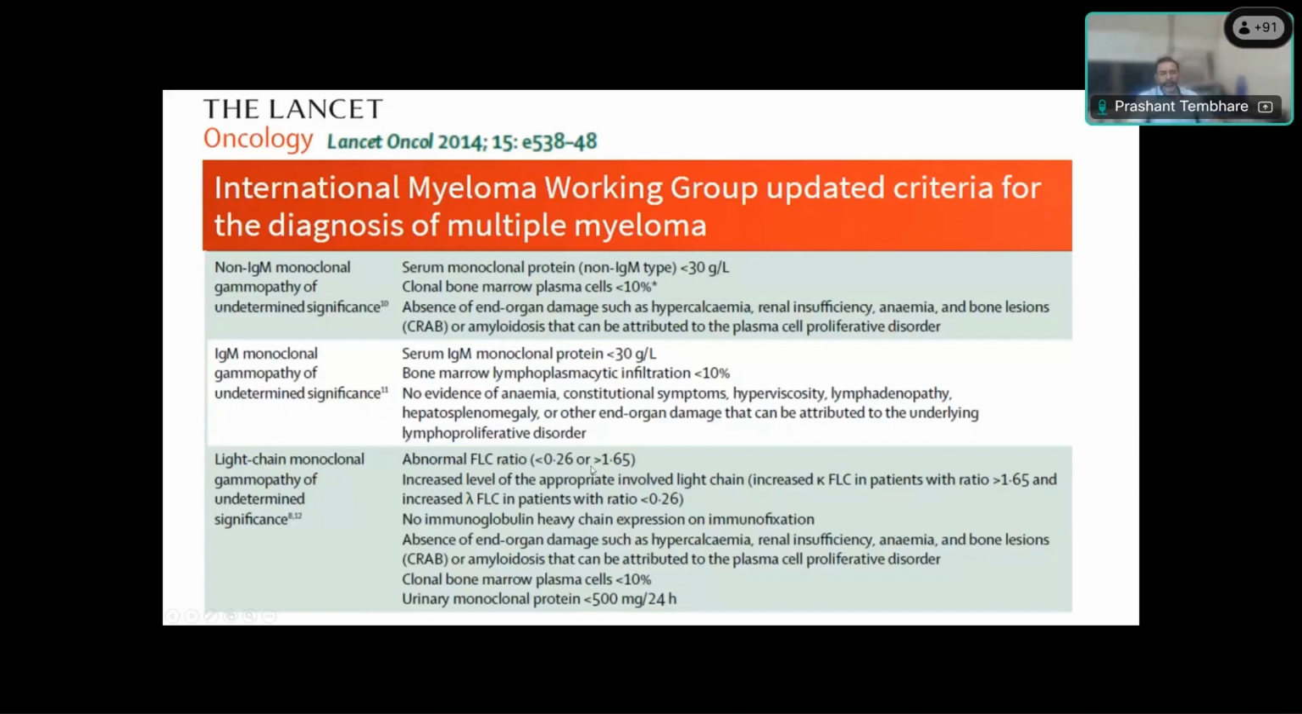This is the normal range of free light chain ratio, ranging from 0.26 to 1.65. In this light chain MGUS, you have increased light chain, but the ratio is either more than 1.65 or less than 0.26. But no other features of CRAB or SLiM CRAB. And of course, in addition to that, you also have to look at the urine monoclonal protein. It should be less than 500 milligram in 24 hours urine.